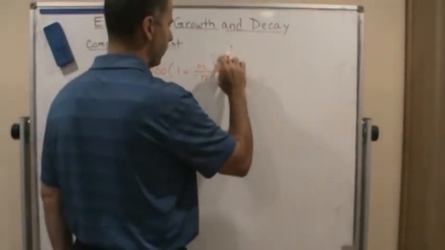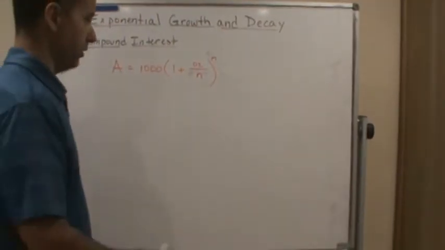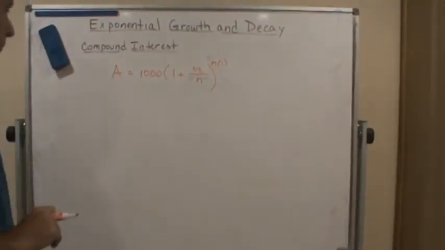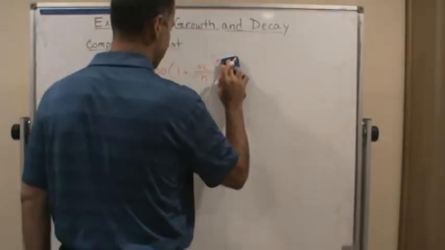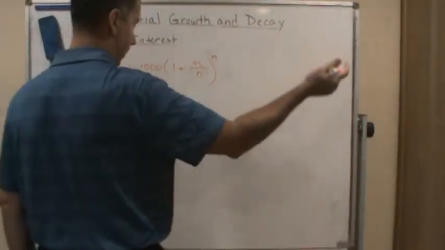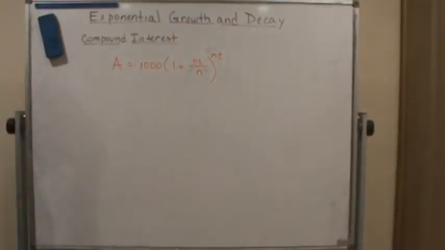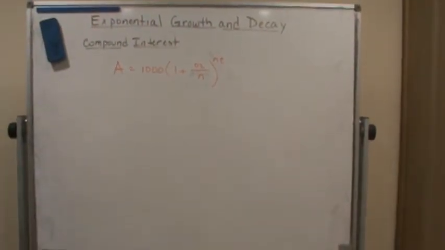Because what were we assuming? We were assuming 1 year. So this was just 1 for t. So now what we're going to do is let's assume that we're doing this over t years. And so now our formula looks like this.